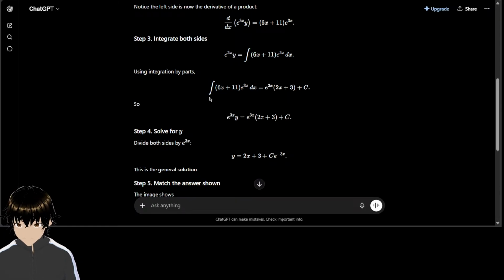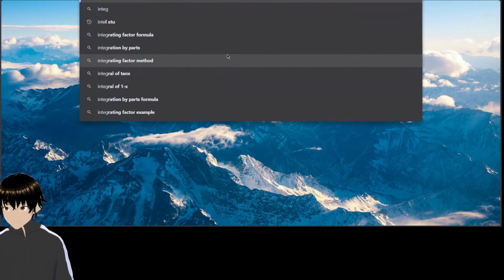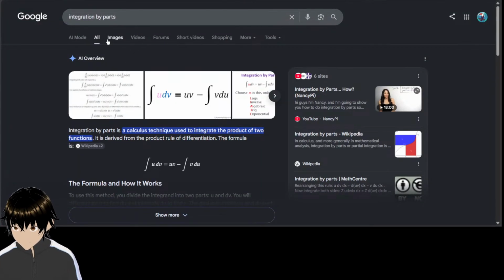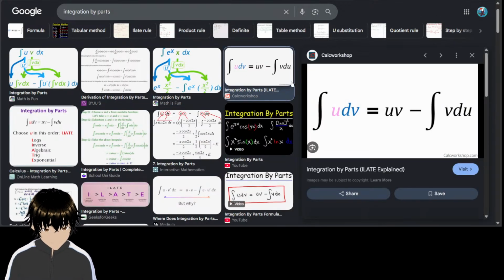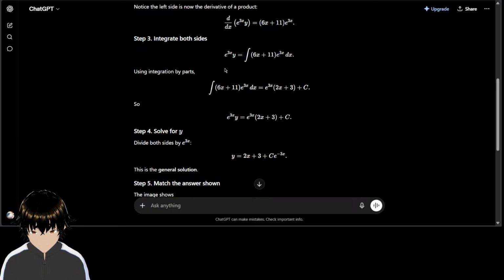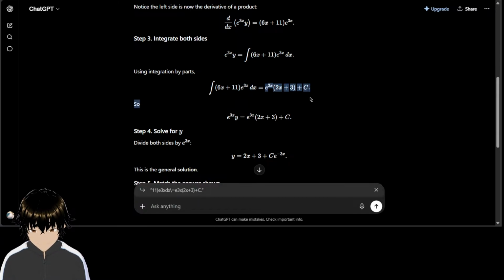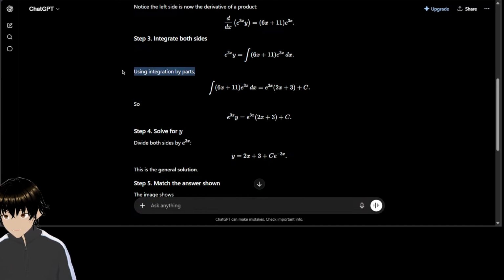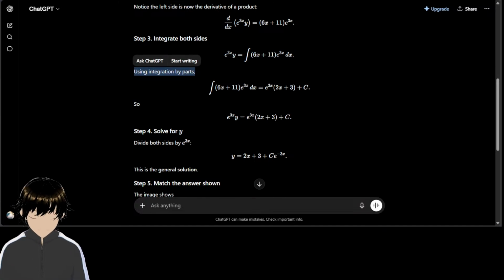Using integration by parts. Okay, integration by parts? What's integration by parts? Oh Christ. Let me just try and figure it out myself. So assuming they integrate this first, and then they integrate this. I'm not really sure of the integration by parts method. I'm going to have to research that.